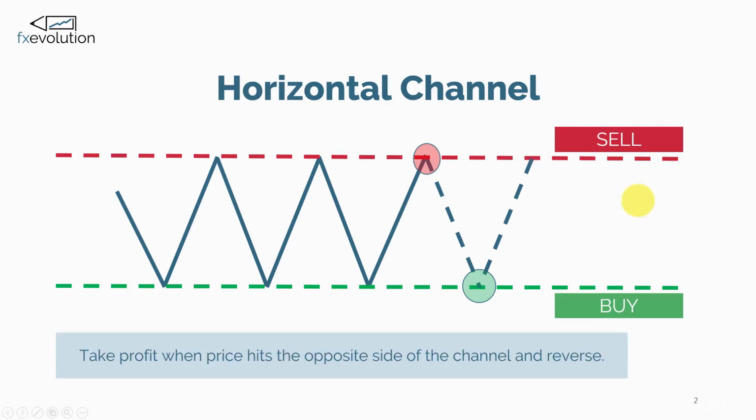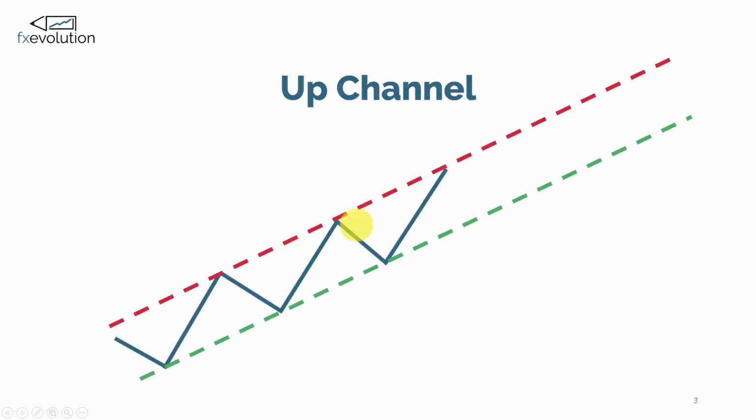So you take profit when price hits the opposite side of the channel and reverse the position. So you'll look to take profit, then buy, take profit, then sell, take profit, and so on. Let's now take a look at an upward trending channel.